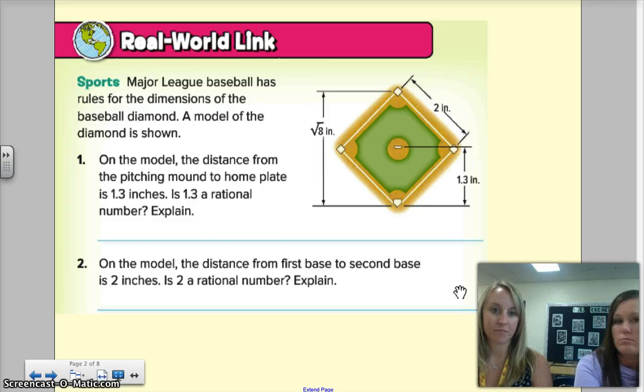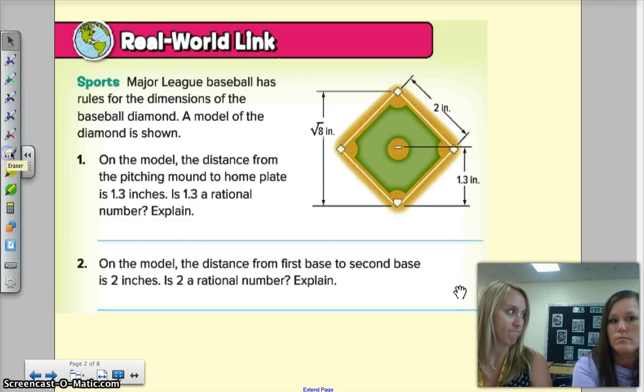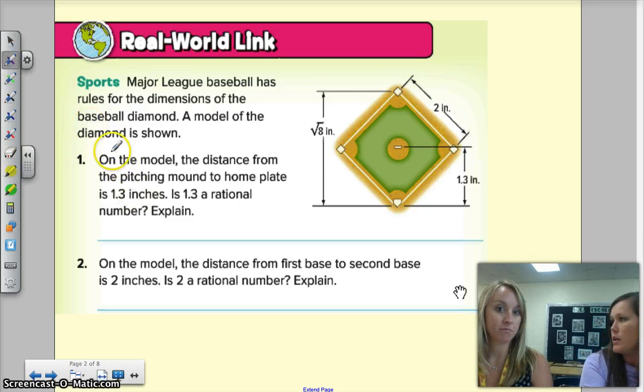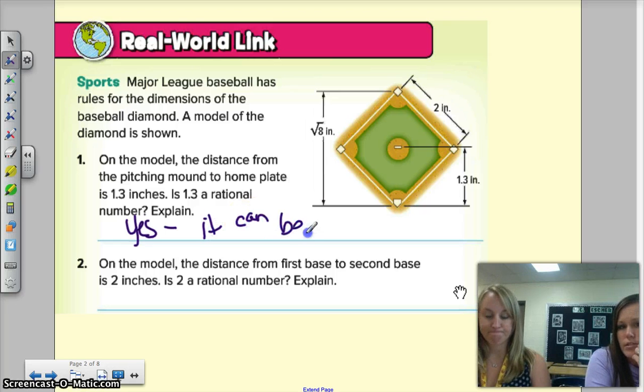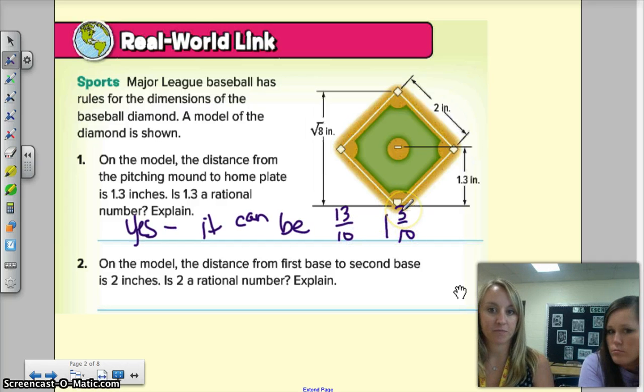Rational numbers, what's the definition of rational numbers? Repeating or terminating decimals, or anything that can be written as a fraction. Can I write this as a fraction? Yes, so it is rational. It can be written as 13 over 10, or 1 3/10.